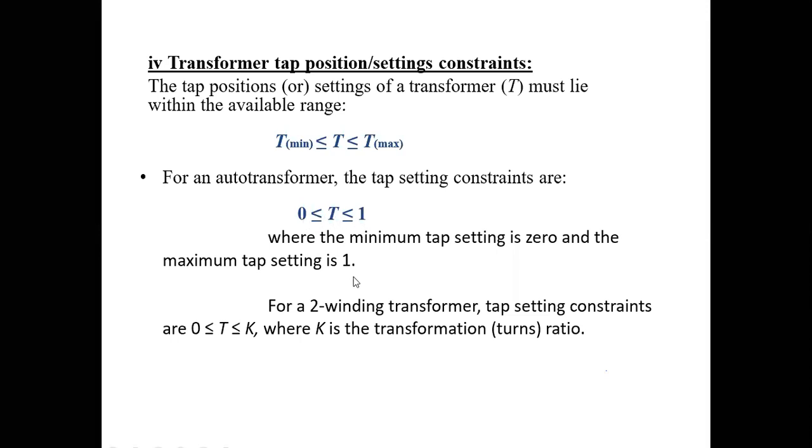Similarly, for a two-winding transformer, we can represent our constraint as the tap setting being between 0 and K. 0 is the minimum value, whereas K is the maximum value, and this K value is nothing but the transformation ratio or turns ratio. So by using these constraints, we can set our transformer tap positions.